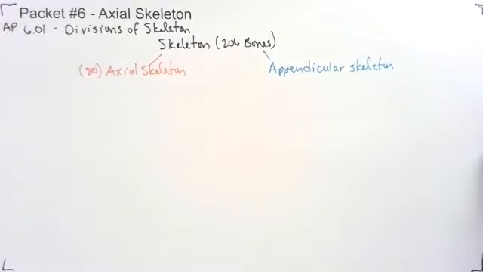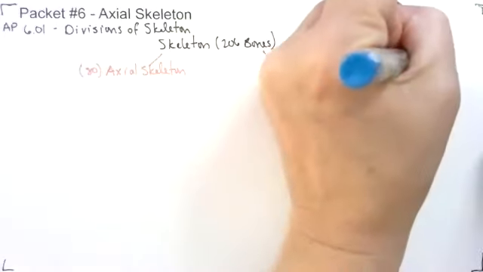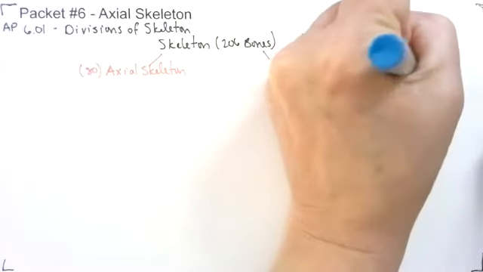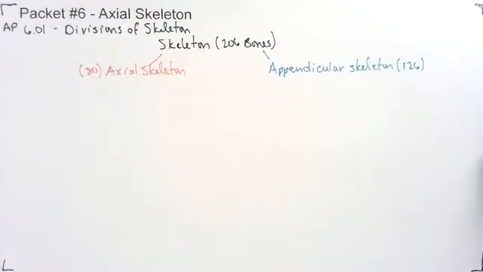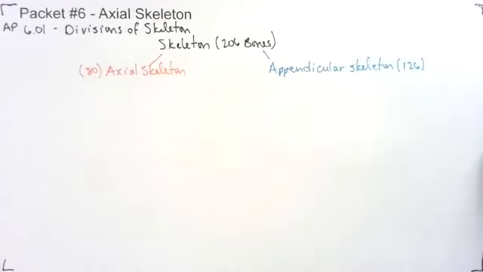The appendicular skeleton is going to be your arms, your legs, and the bones that attach them to the axial skeleton. Here we have 126. And this is the only time we're going to talk about the appendicular skeleton. So that we can get to more body systems, we do half of one of the systems. So we're just going to do axial.